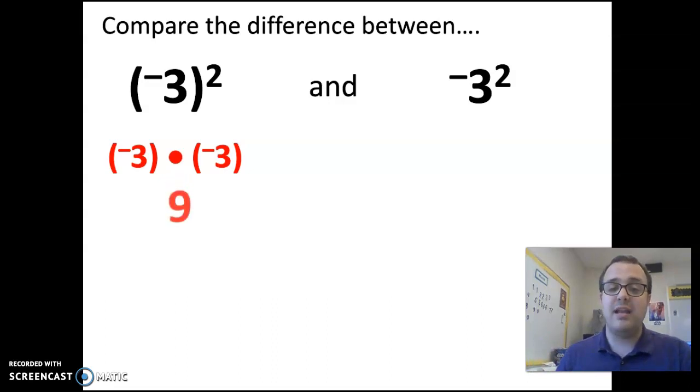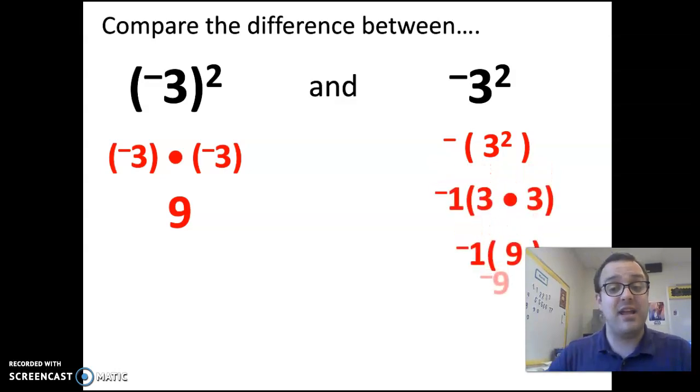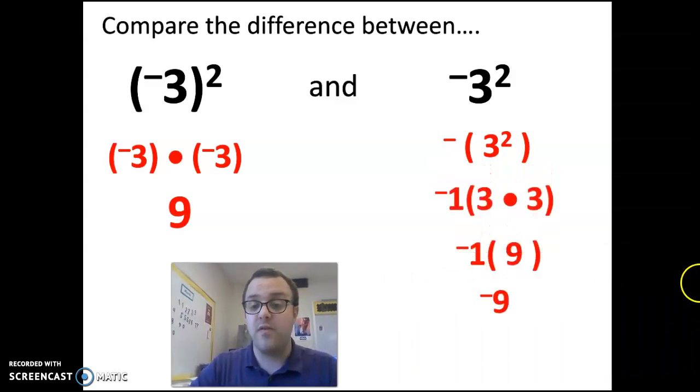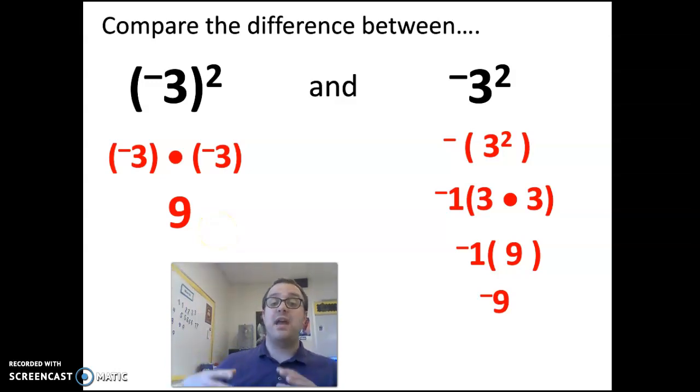The one on the right is take 3 squared and make it negative. Your calculator will read these extremely differently. They'll read it the way it's supposed to be read, and they're going to get different answers. If you notice, over here I got negative 9, and over here I got 9. So you need to pay attention to, am I squaring negative 3, or am I doing 3 squared and then making it negative?